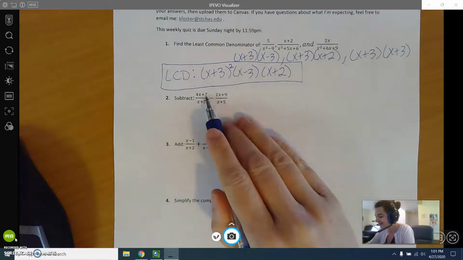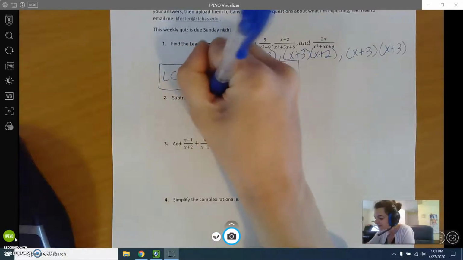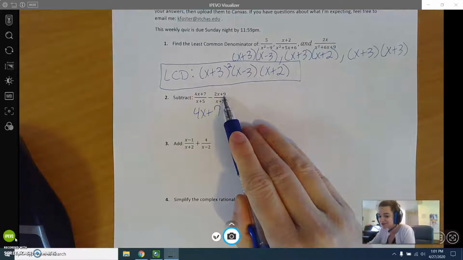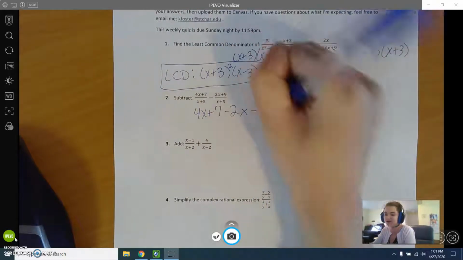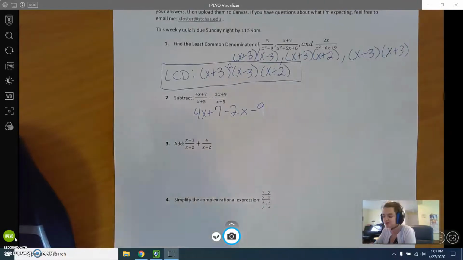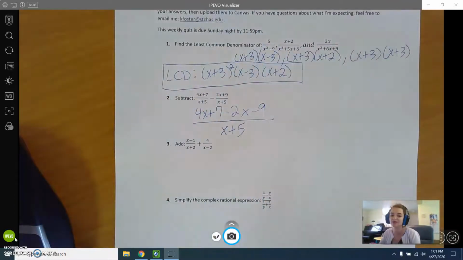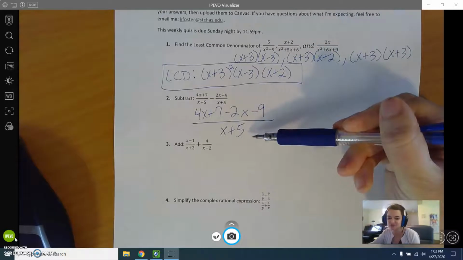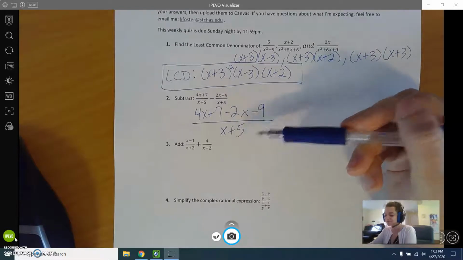Subtracting our numerators, this would be 4x plus 7, and then I'm going to subtract both of these terms. So that means I'm going to subtract 2x, and I'm going to subtract 9. It's kind of like distributing the subtraction. The denominator stays the same. It's just like fractions where you're adding or subtracting the quantity, but the size of your piece doesn't change. So our denominators stay the same just like when you do operations with fractions.